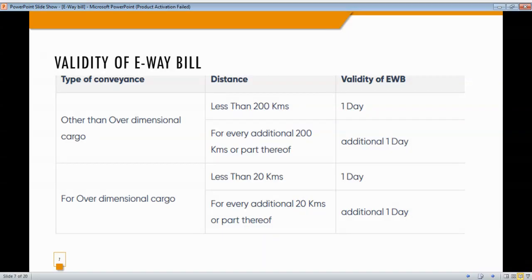So the calculation is followed like this: 150 kilometers divided by 20 kilometers is equal to 7.5 days. Therefore, the e-way bill for over dimensional cargo will be valid for approximately 8 days, that is 7 full days plus a fraction of a day, from the date and the time it is generated. So this example shows how the validity of e-way bill varies depending on the type of cargo being transported and the distance to be covered. Adjusting the validity based on these factors ensures the transportation of goods complies with legal requirements. So these are the two types of conveyance and the validity of e-way bill.